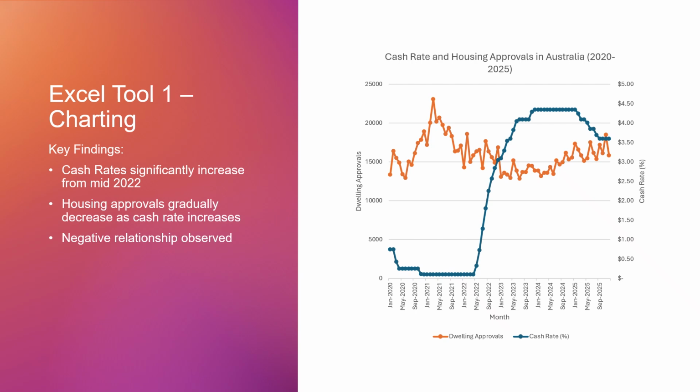Although there are many other factors which influence housing construction, the chart suggests that there is a negative relationship between cash rates and housing approvals. The visual analysis provides an initial indication that higher interest rates may reduce housing construction activity considerably.